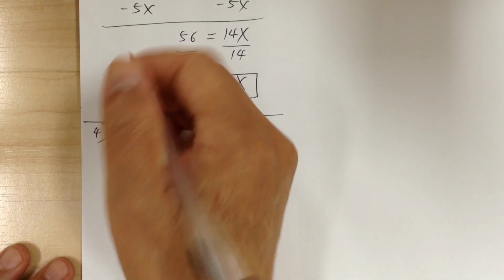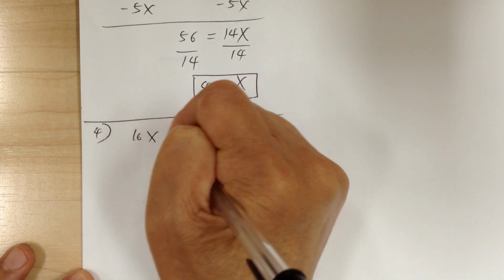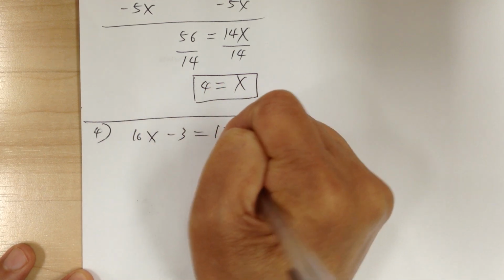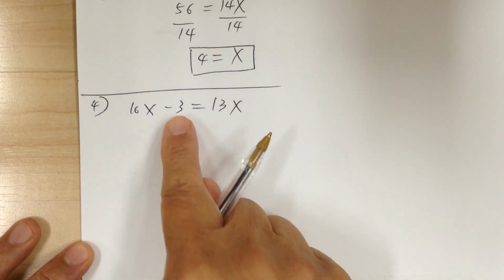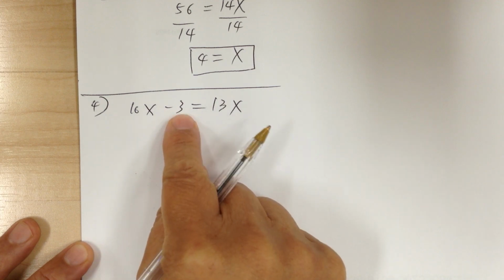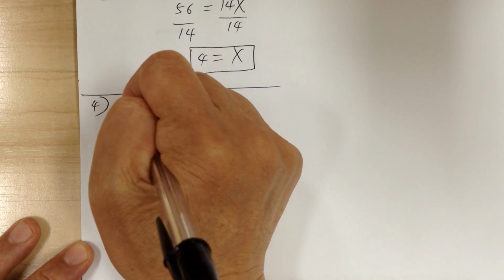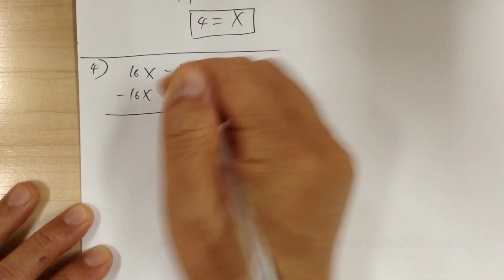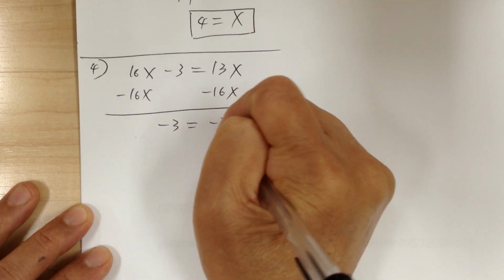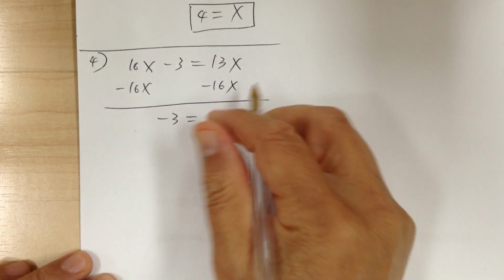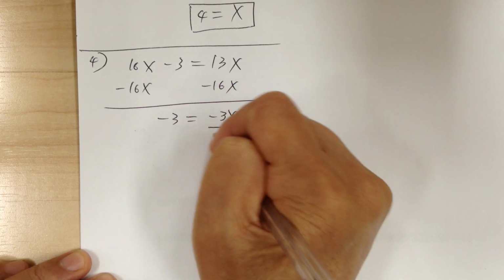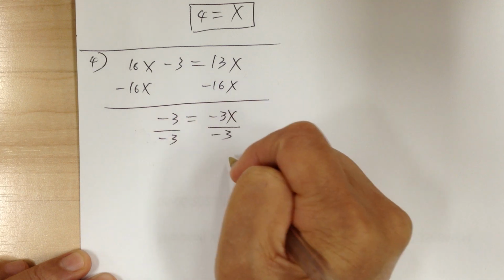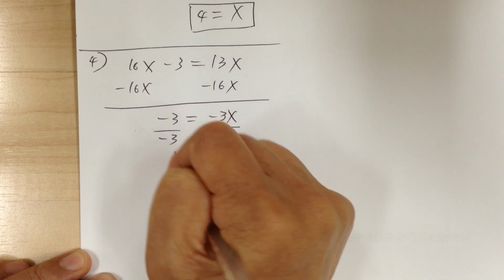Number 4. You have 16x minus 3 equal to 13x. So again, the number is on this side, so you want to keep the number over here. You want to move the variable to the other side. So minus 16x on both sides. So you got negative 3 equal to negative 3x. And then you have to undo the negative 3, so divide by negative 3 on both sides. So x equal to 1.